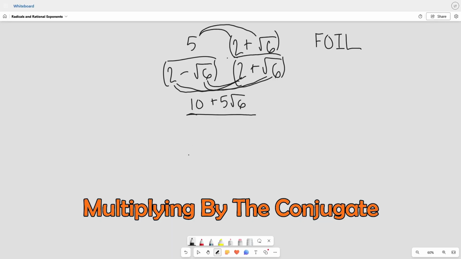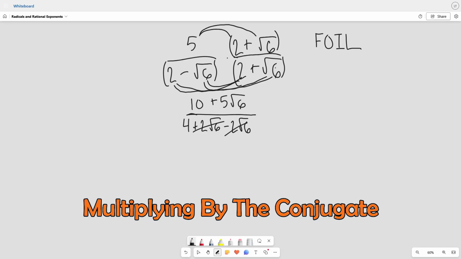So what does this look like? This looks like your first, your 2 times your 2, your outers, your 2 times your positive square root of 6, gives us 2 square roots of 6. Your inners, it gives us minus 2 square roots of 6. You'll notice these cancel out. That's the power of using a conjugate.